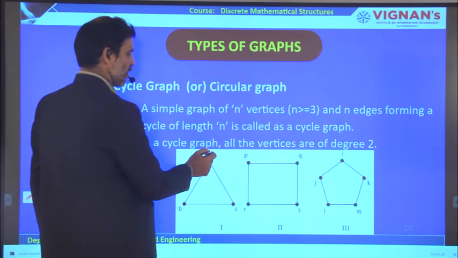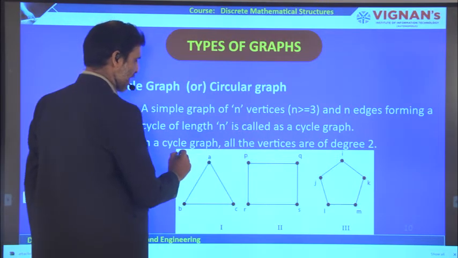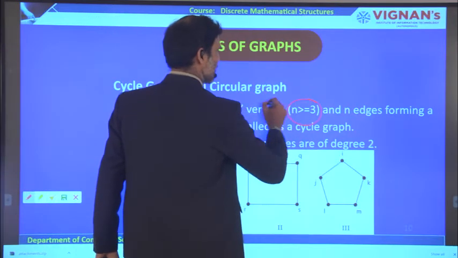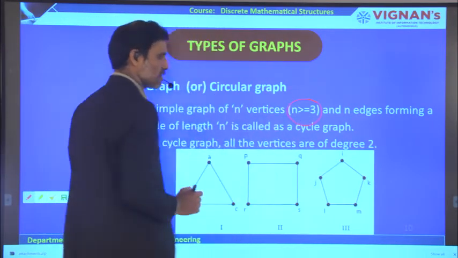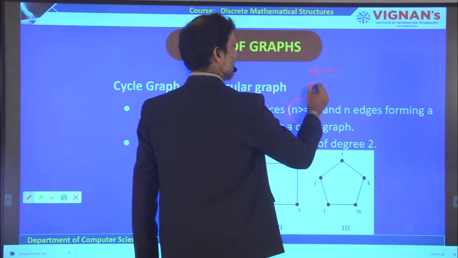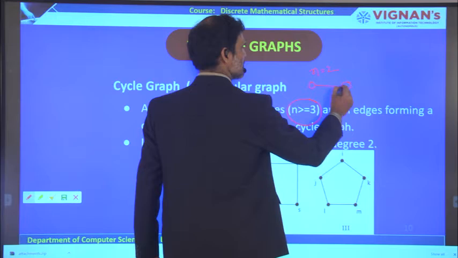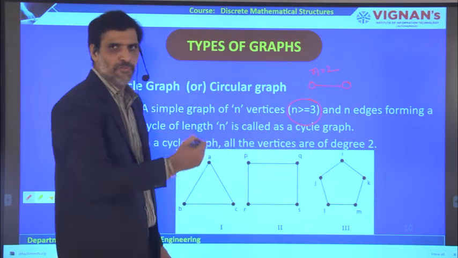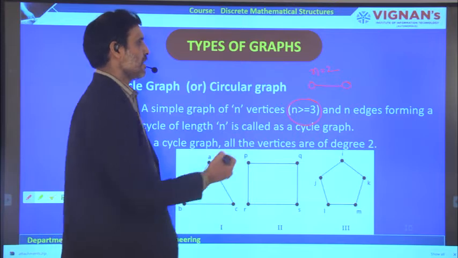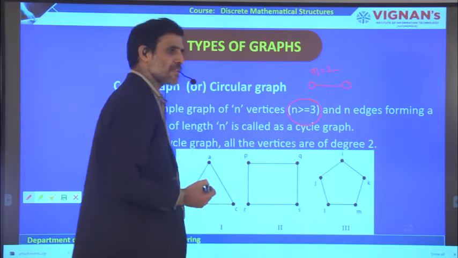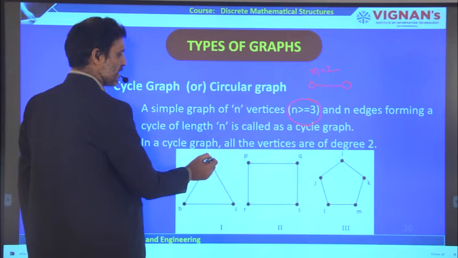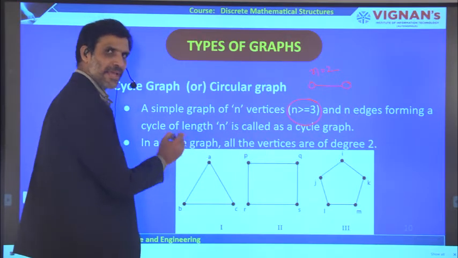Why? Because how many vertices are there? Remember that the first condition for a cycle graph is n greater than or equal to 3. Suppose n is equal to 2. What will happen? You will get a graph like this. This is not a cycle. You will not form a cycle with 2 vertices. Therefore, the number of vertices must be greater than or equal to 3. Then only are you going to form a cycle or a loop. Therefore, it is called a circular graph or a cycle graph.